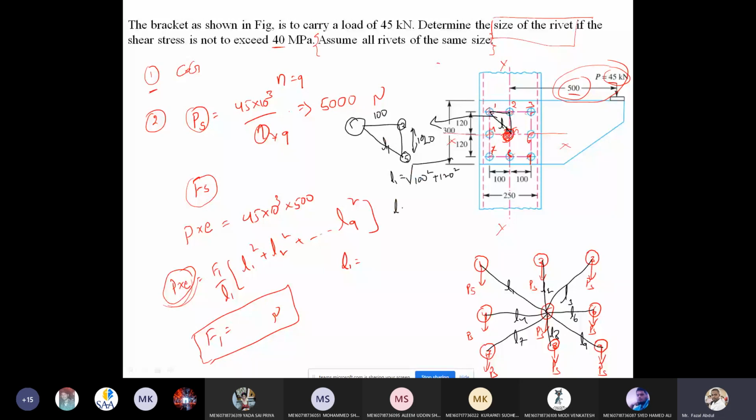Now what is the L1 value? Make it fast, Babu. If you tell the answer, then only the lesson will continue. Otherwise, I will stop here. What is L1?